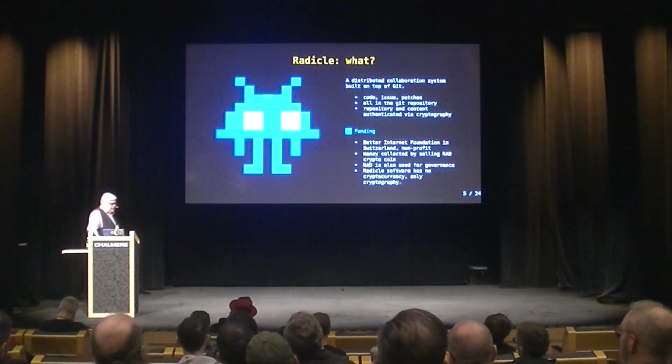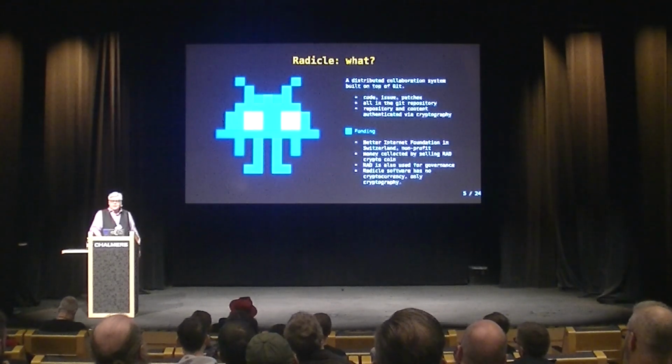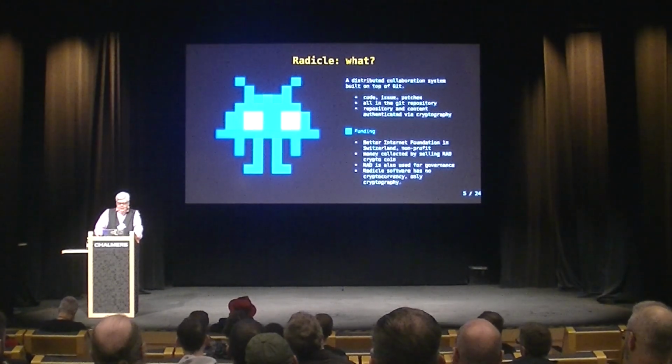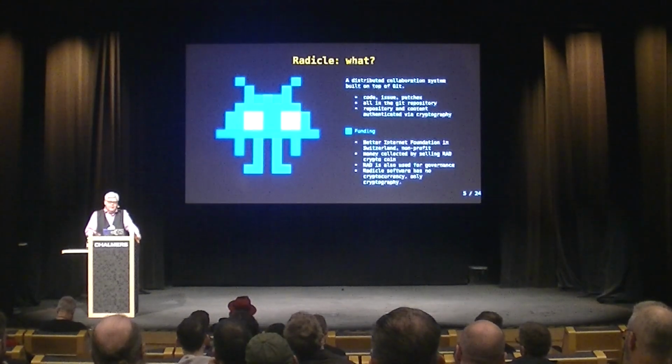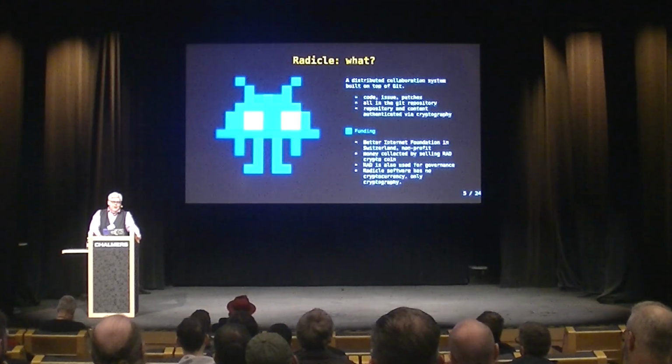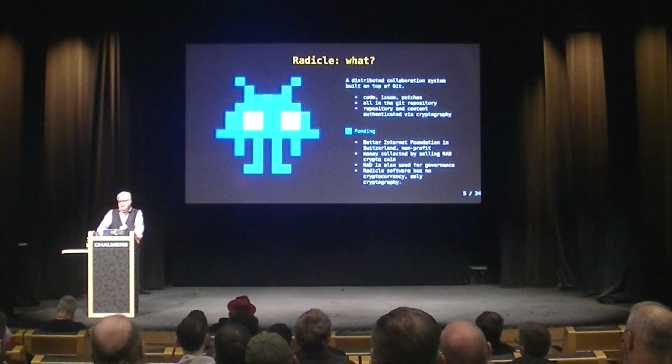Radicle development is funded and guided by a Swiss non-profit foundation called Better Internet Foundation. They collected money some years ago using a cryptographic coin called RAD, and they used that for some governance as well. Radicle software has no cryptocurrency technology. It is purely cryptography.